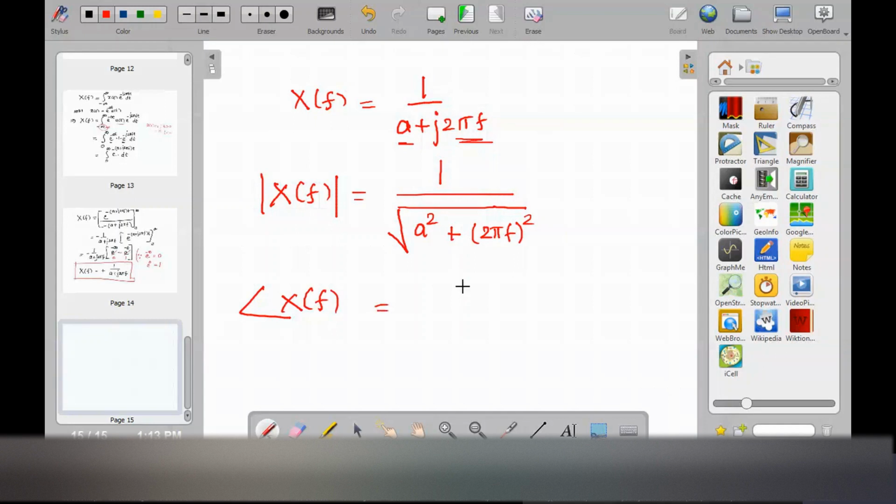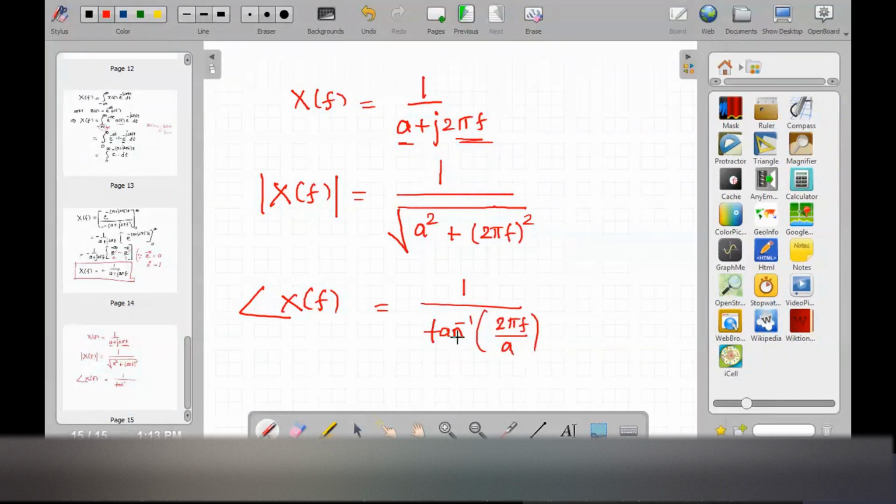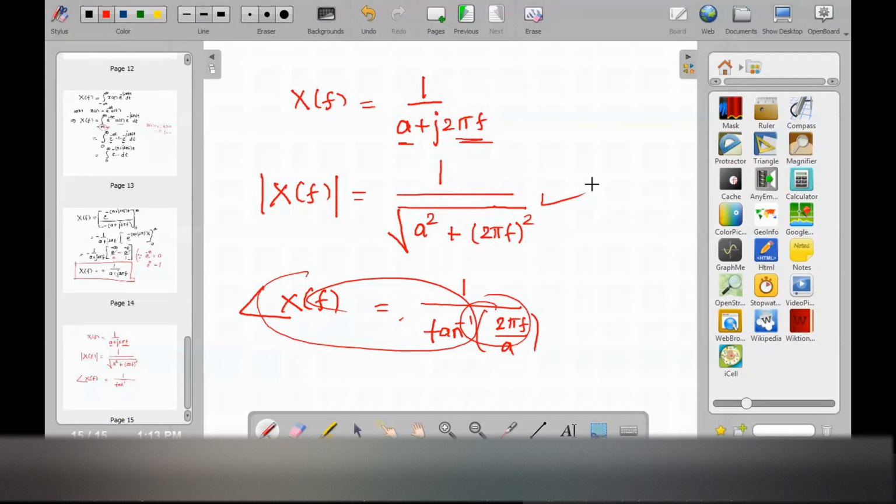If I want to calculate its angle, it's not required for analog communication, but I am just telling you. The angle will be tan inverse of the imaginary term divided by the real term. It's not actually required, so just remove this. This one is enough. I hope now we can calculate the Fourier transform of some functions like this.